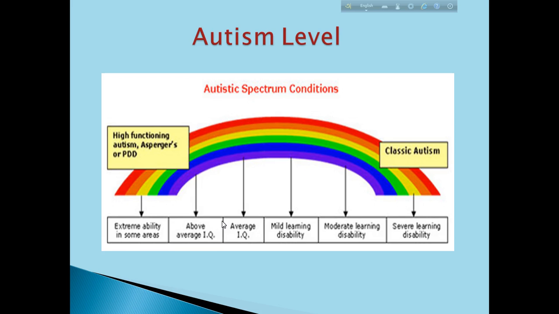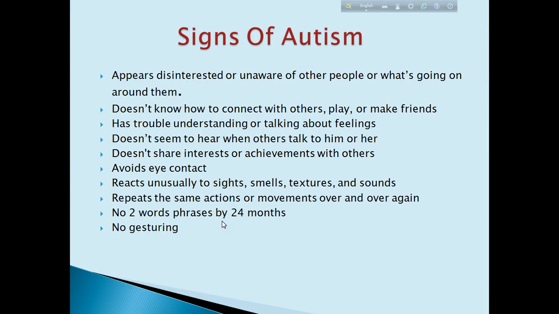If the percentage of purple color is in the mid range, then autistic children have mild learning disability. If the percent of color is just under blue, then the children may have moderate learning disability. If the color is deeply yellow, then it is called severe learning disability. It is also called classic autism, and it is mostly the case around the world. Moving on to our next slide, it's about the signs of autism. There are several signs of autism. Let's look at it.